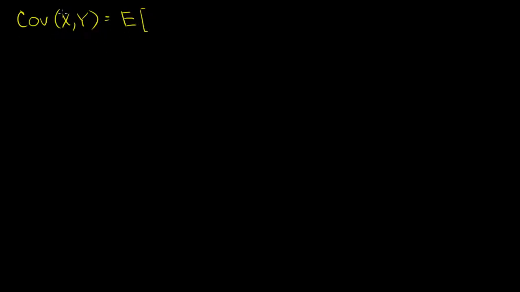So if I take x first, I'll do this in another color. So it's the expected value of random variable x minus the expected value of x. You could view this as the population mean of x, times, and then this is random variable y, so times the distance from y to its expected value, or the population mean of y. The population mean of y.